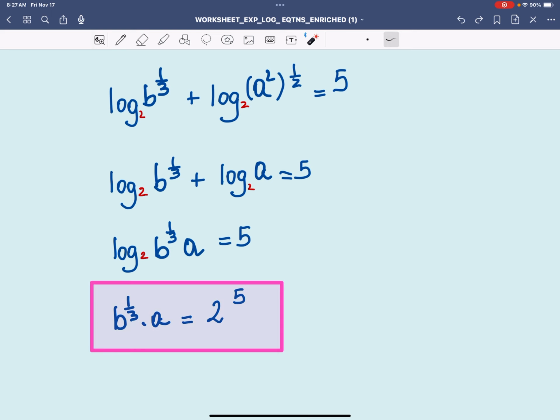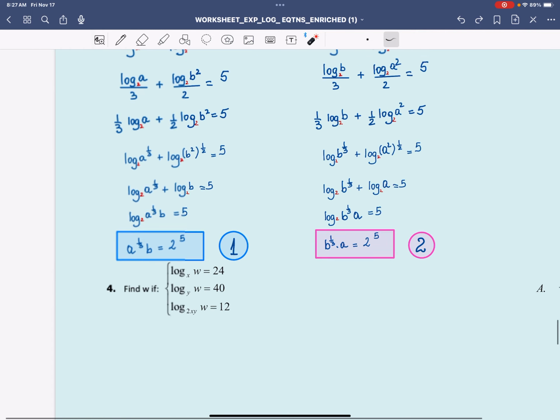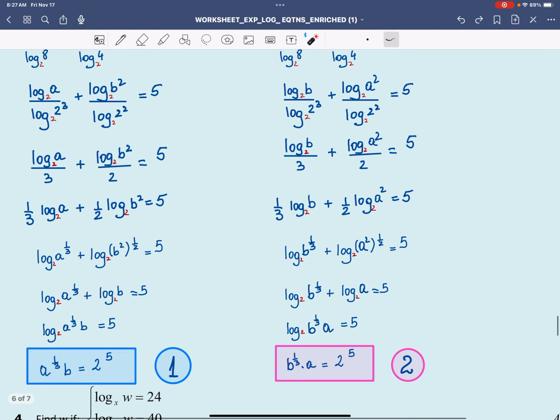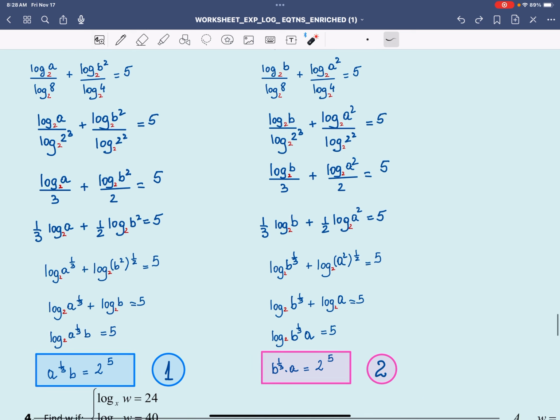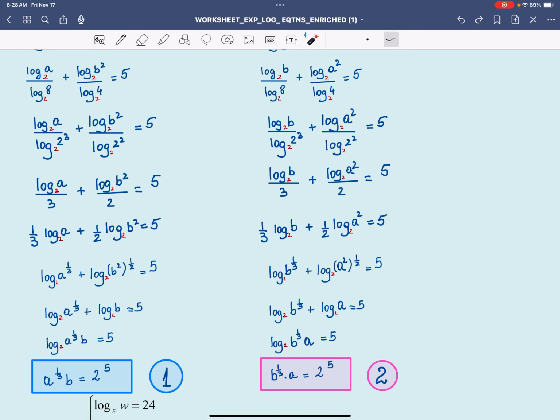And that's where we're at. We created an equation quite similar to the one that we created before. So this one here and this one here. You see that there are a lot of similarities to talk about here. They're both products that involve a and b, and they both equal the same number, 2 to the power of 5.